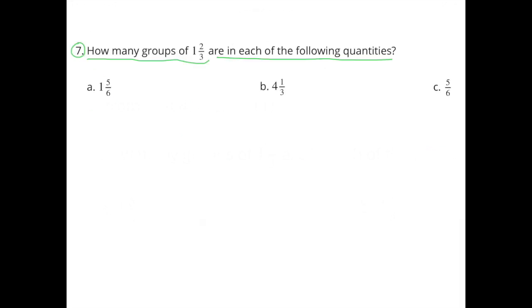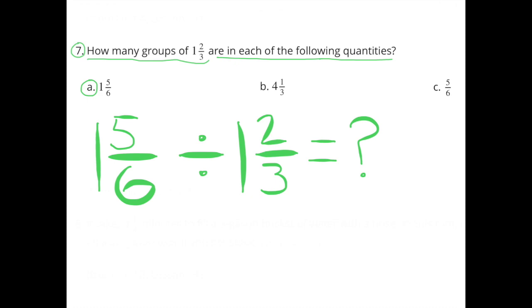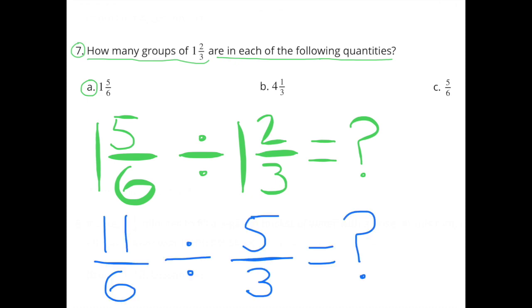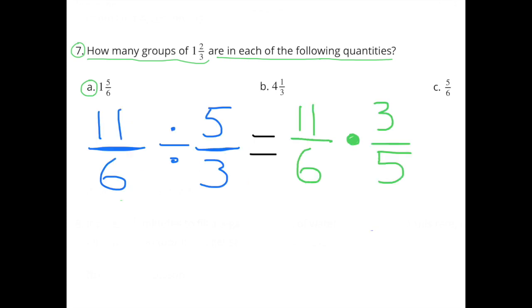Number 7. How many groups of 1 2/3 are in each of the following quantities? A. 1 5/6. That would be 1 5/6 divided by 1 2/3 equals what number? I can rewrite that as 11/6 divided by 5/3 equals what number? 11/6 divided by 5/3 is the same as 11/6 times 3/5.